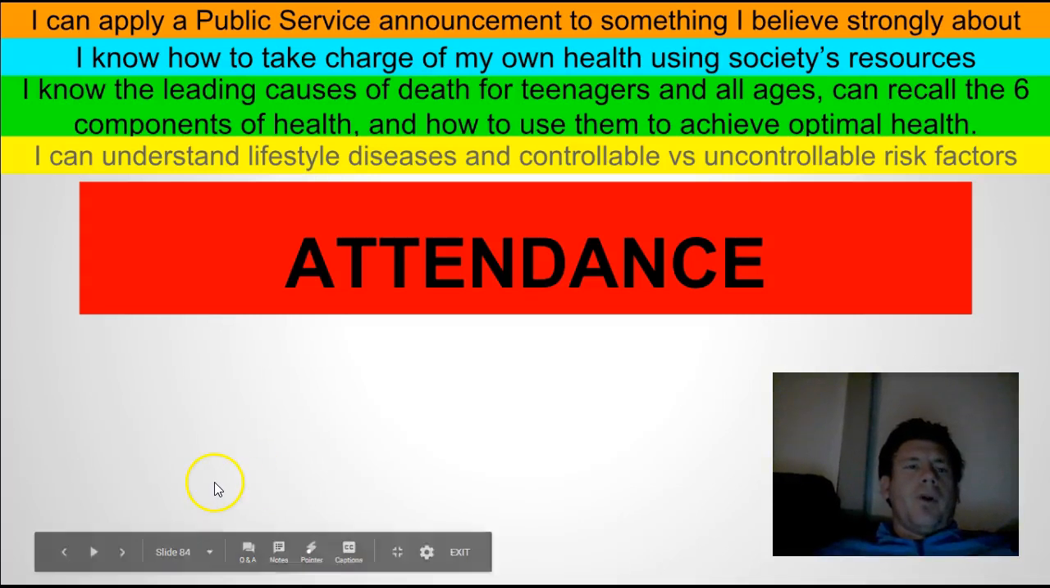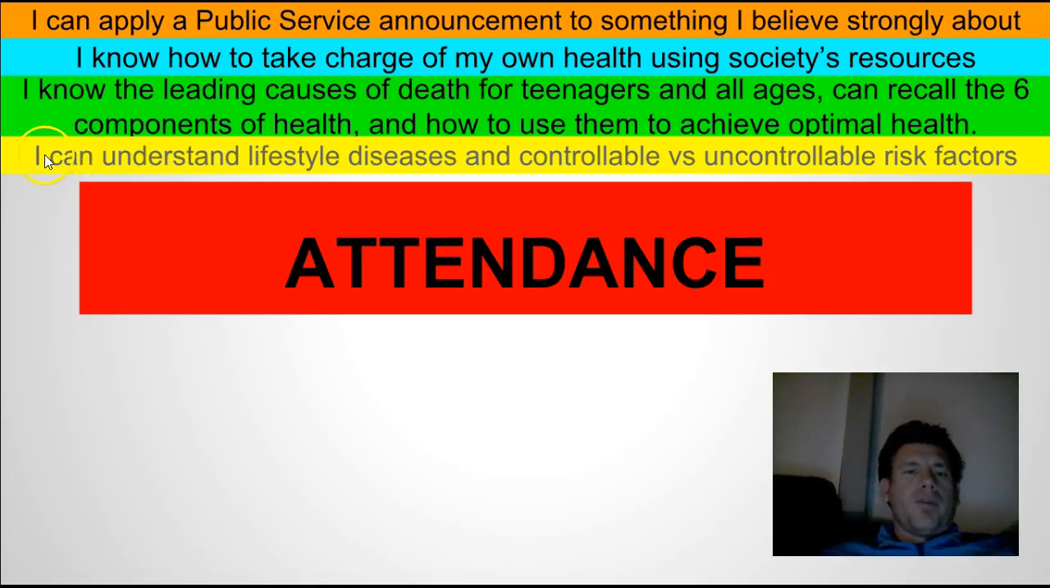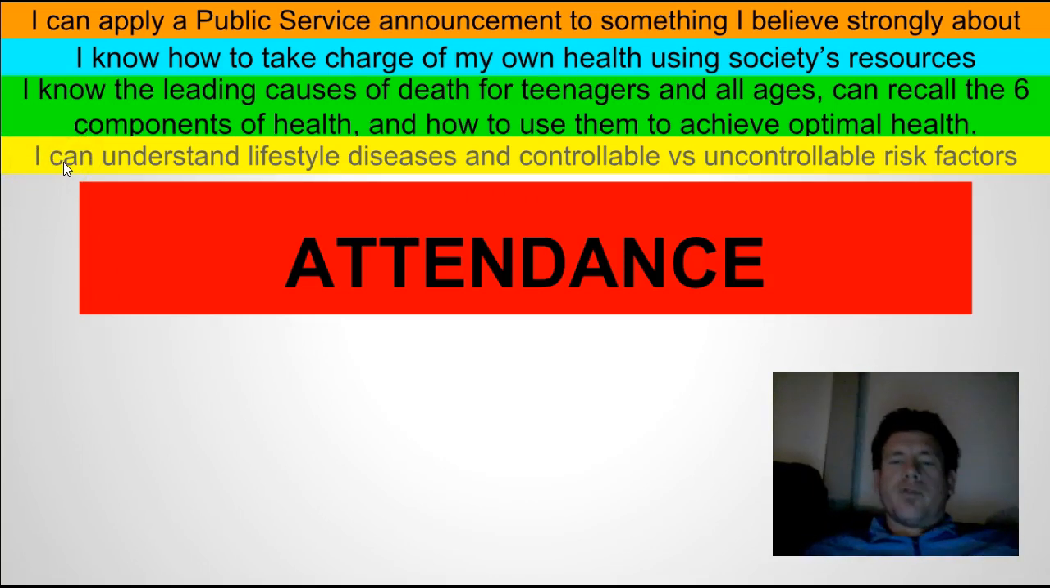Hey guys, we're going to finish up our last lesson in this unit, just going through a little bit of a review of where we've come from start to finish in terms of objectives. So right here in the yellow, I can understand lifestyle diseases and controllable versus uncontrollable risk factors. We talked about things that are choices versus things that are out of our control, like genetics. It's also understanding the history of where our country was 100 years ago and what's happened in advancements in medicine, which is great, but then also how lifestyles have changed really in many ways for the negative.